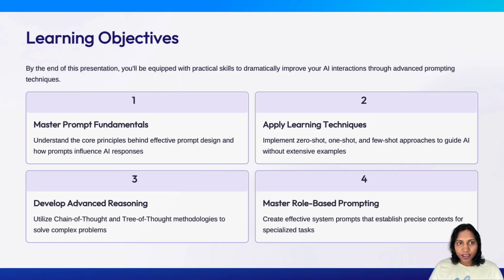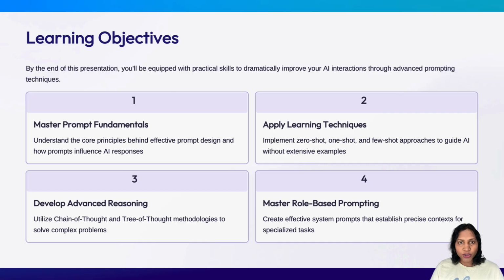Let's look into the quick learning objective of today's session. The key learning objective is to equip you with practical skills to dramatically improve your AI interactions through advanced prompting techniques. You are not just going to interact with the AI in a casual, engaging way, but with an intentional technique. We'll start by covering the core principles behind effective prompt design and how prompts influence all the AI responses. This will give you a strong foundation in understanding the prompt fundamentals.